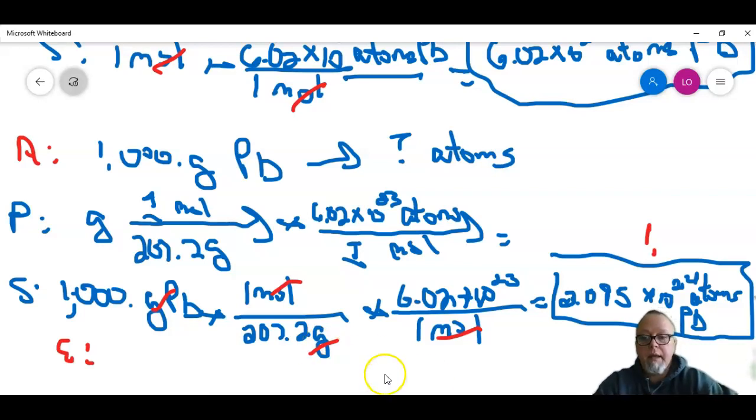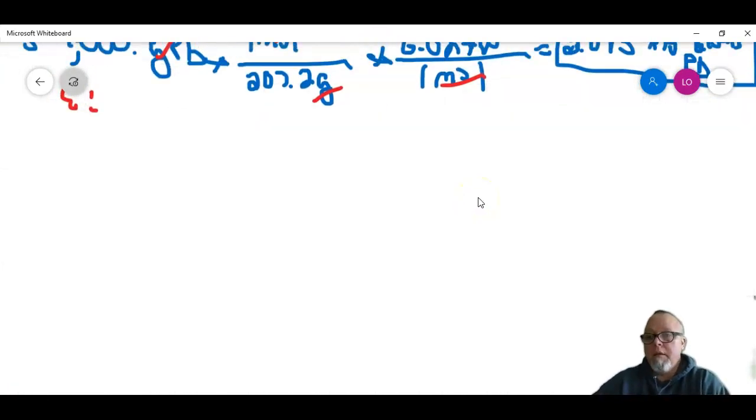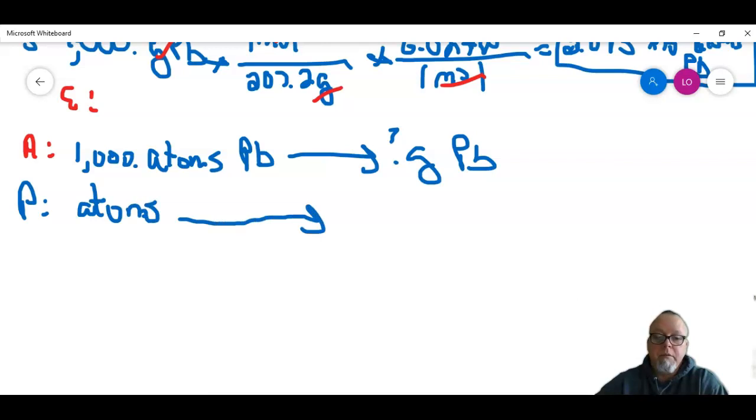So let's say I had, I analyze my problem. My problem I'm asking is I have 1,000. atoms. Does everybody know why I put a period here? It shows it's all significant, all 4 digits. So I have 1,000 atoms of Pb, and I want to know how many grams this is. Our problem is we have atoms, and we need to go to grams. Can I go directly to grams? No. I have to go through the mole.